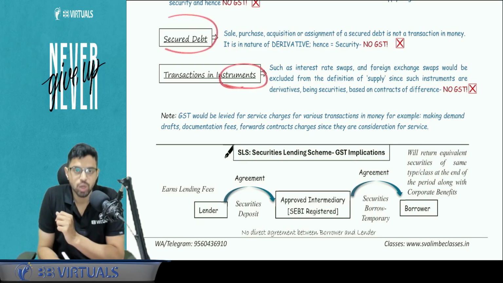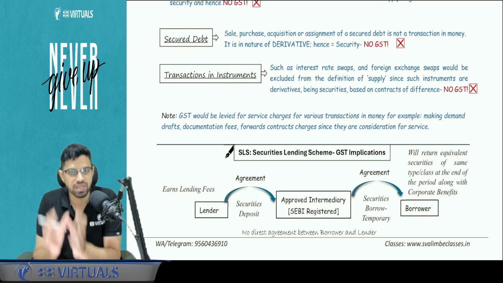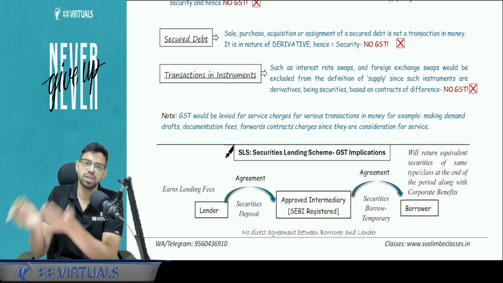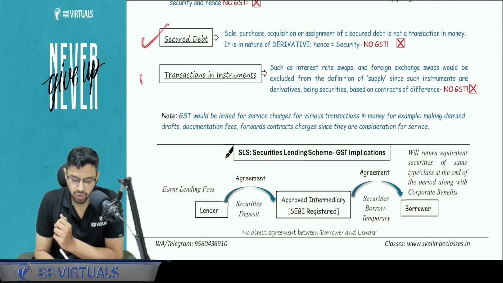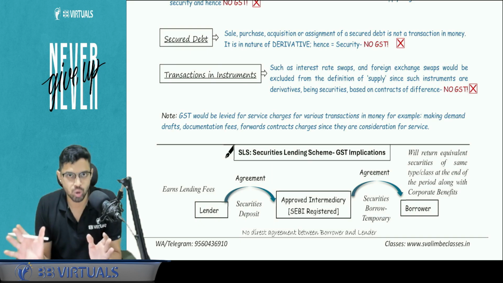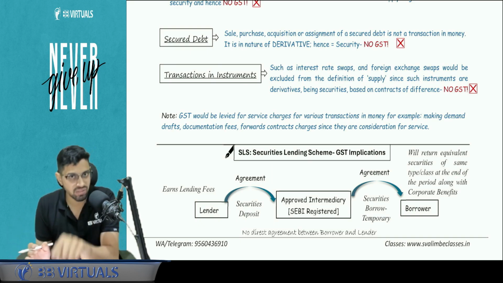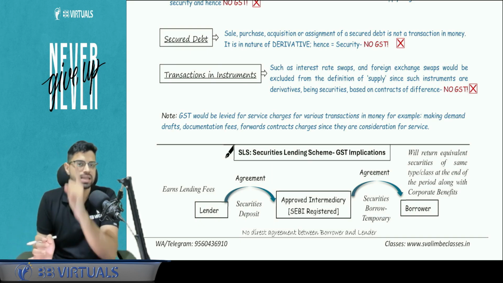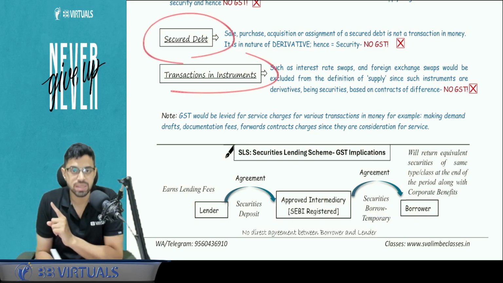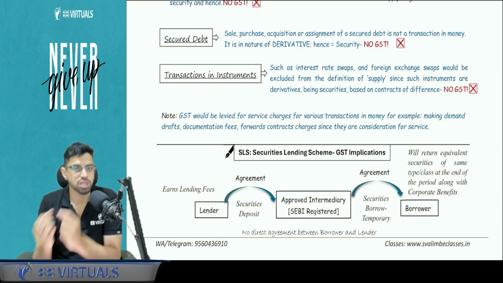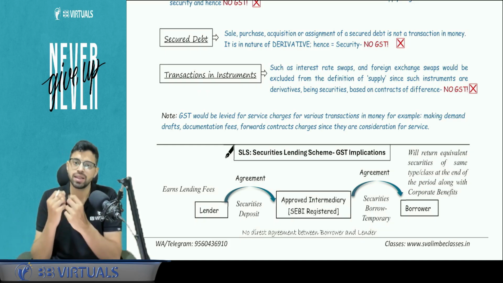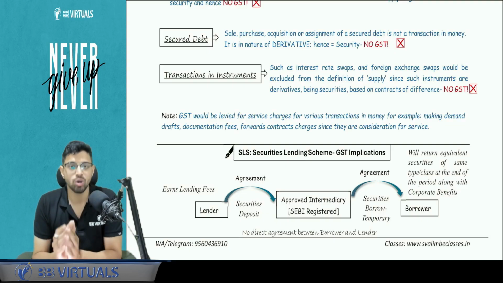All these instruments and secured debts are very much in the form of derivatives. There is some underlying nature involved from which the derivative draws its value. So secured debt and transactions in instruments are outside the scope of GST because they are also considered derivatives. Derivatives are securities. Securities are neither goods nor services. But if you are charging something with respect to this debt and instrument, some kind of a side fee, a convenience charge, a documentation fee, then that will be a part of GST because it is a separate activity for which consideration is charged.